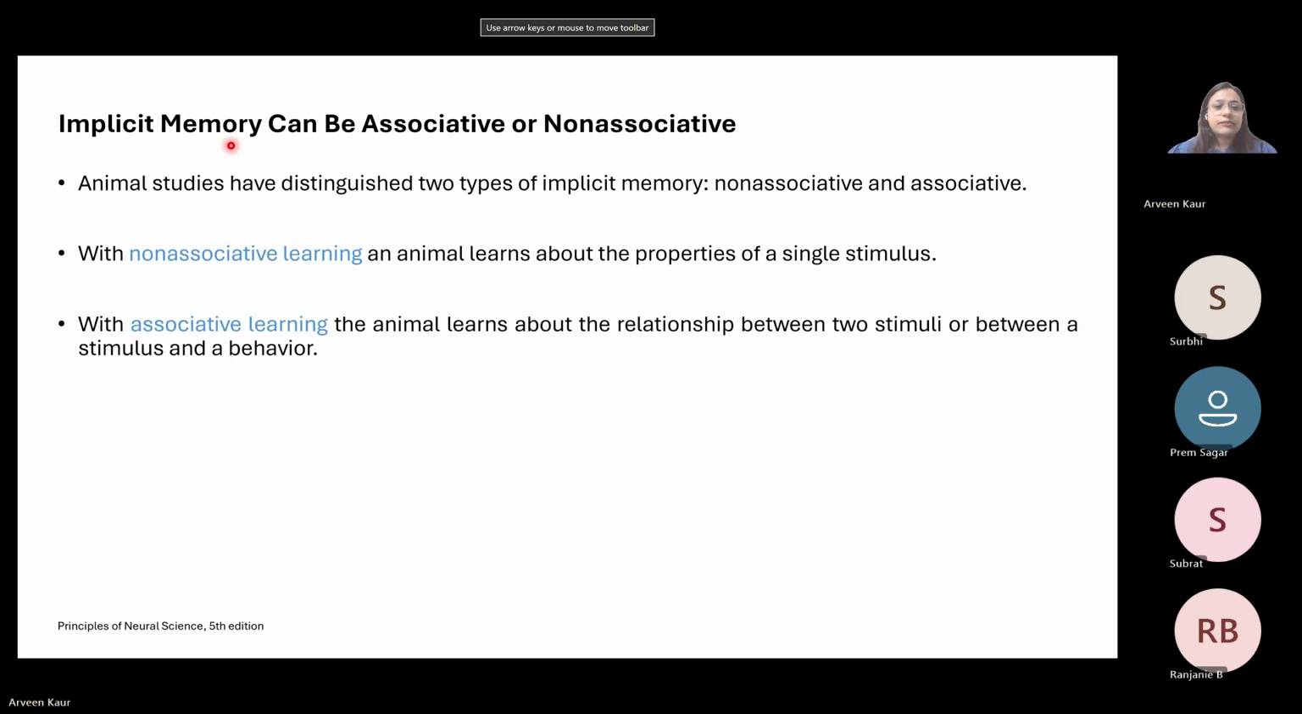So implicit memory can be associative or non-associative. So what does this mean? Post-human studies, there were studies that were done on animals as well, right? That is when this concept of associative and non-associative memory actually arose. Non-associative learning is when an animal learns about the properties of a single stimulus at a time. Associative learning is when an animal learns about the relationship between two different stimuli or between a stimulus and a behavior, right?